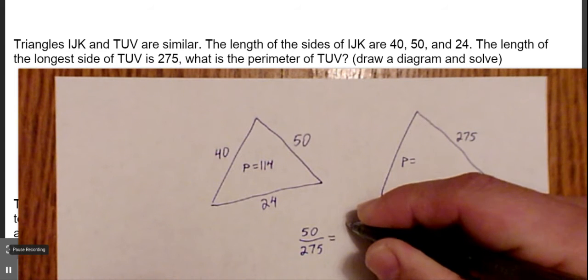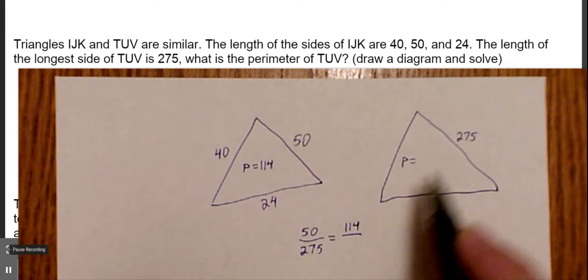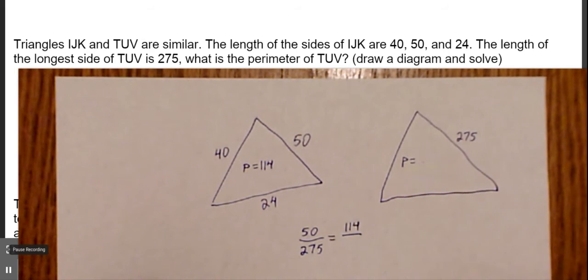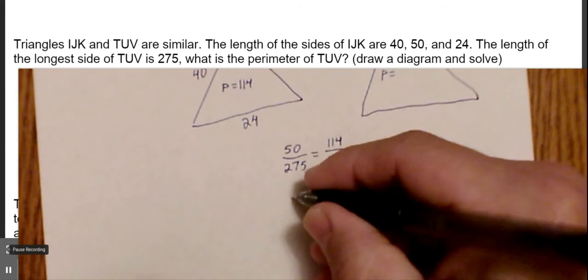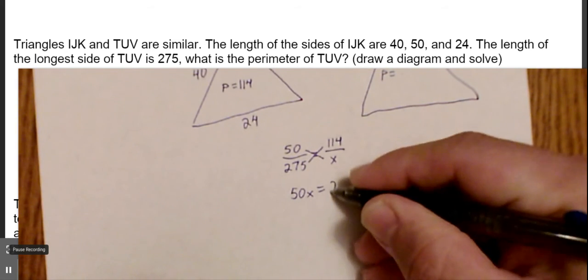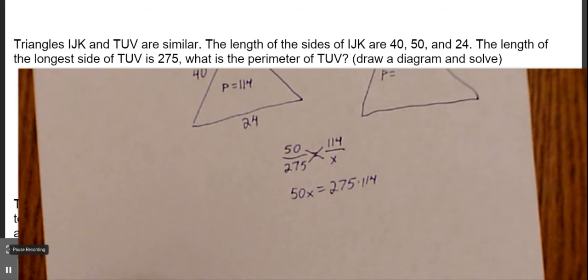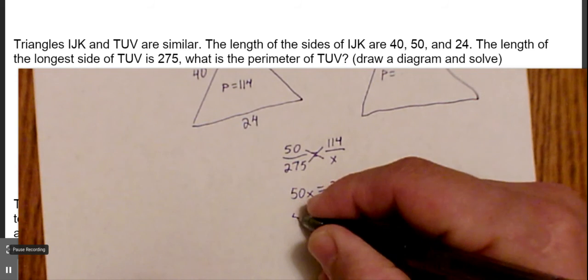So since 114 is the perimeter of the smaller triangle, that's going to match up with the 50 here. The unknown perimeter for this larger triangle is what I could put in as an x. Now that I've got it set up, I can use cross multiplication to finish up this problem. All right, so I'll go ahead and finish that. 50 multiplies x. 275 multiplies 114. Totally just going to use a calculator off to the side here. 275 times 114 ends up being 31,350.